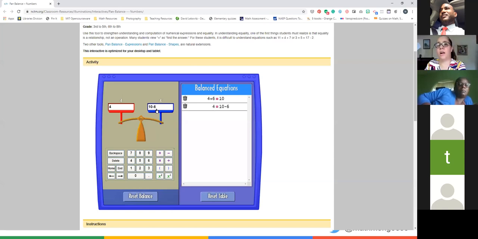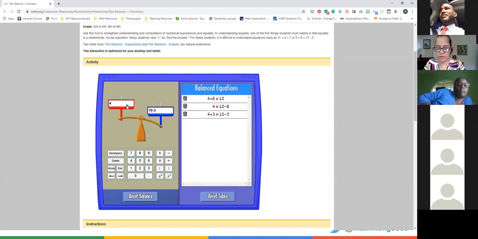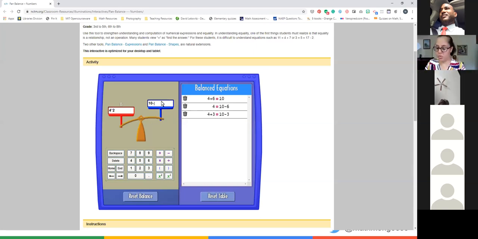Yes, we could subtract 3 from the 10 and add to the 4. Could we do that? Yes, it's balanced. Anything else that we could do? Yes, you could also multiply. We could multiply 4 by 2, and then take away 2 from the 10, and then we could add 2. Is that balanced?